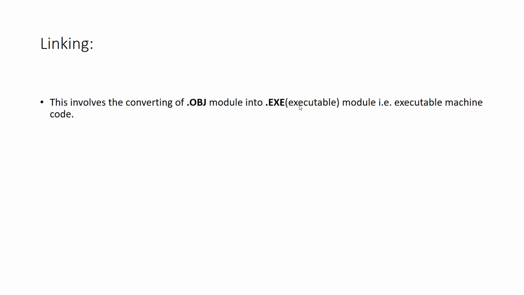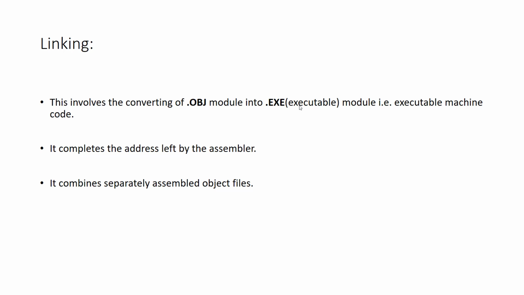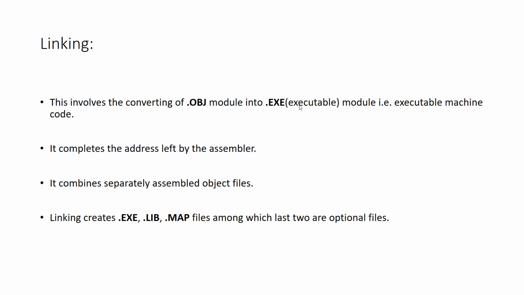After the assembling process, we come to linking. Linking involves converting the object file into an executable module, which is executable machine code. It completes the addresses left by the assembler. It combines separately assembled object files. Linking creates exe, lib, and map files, among which the last two are optional files.